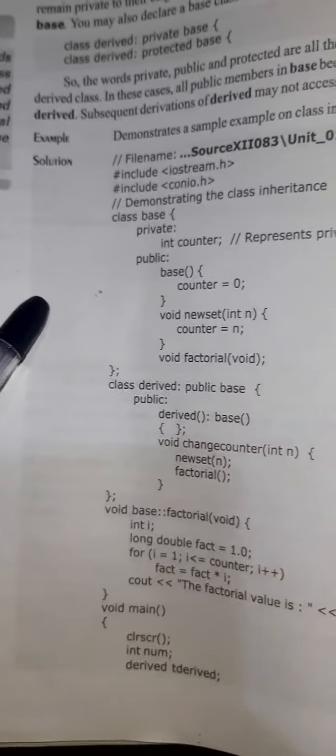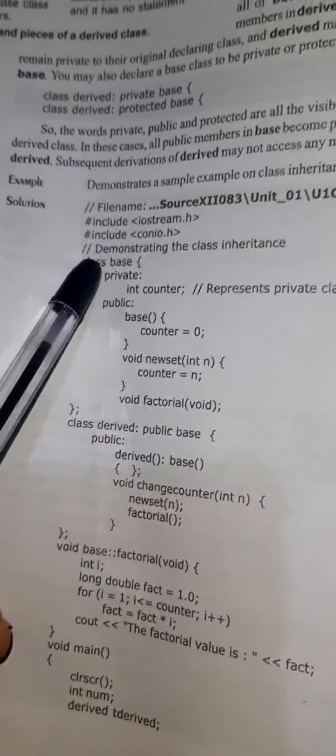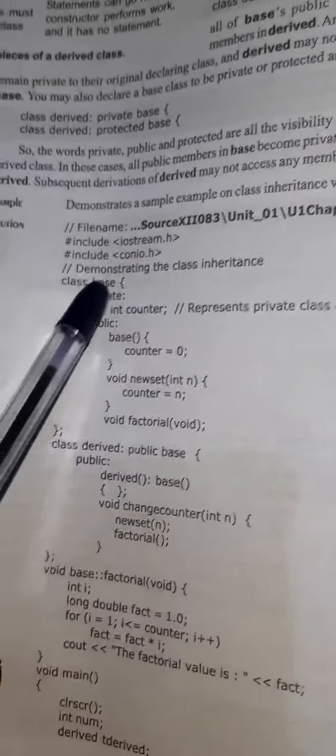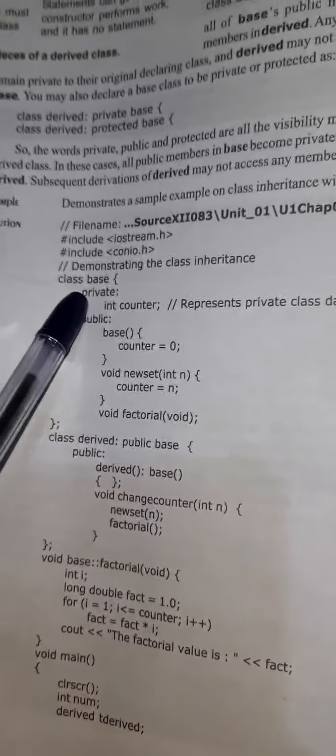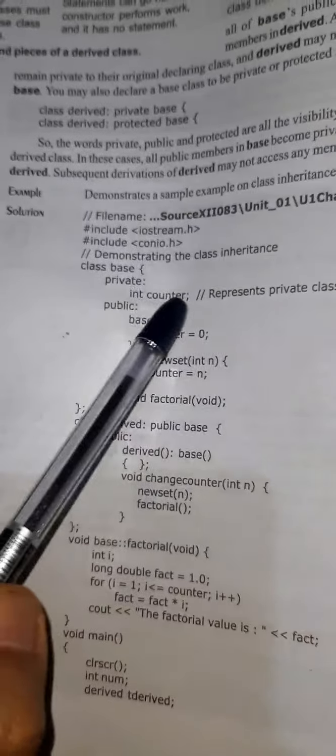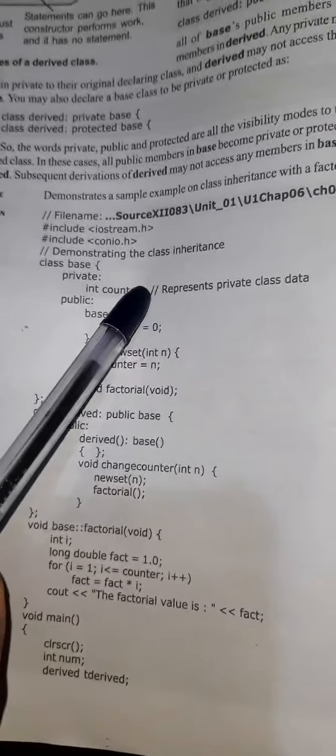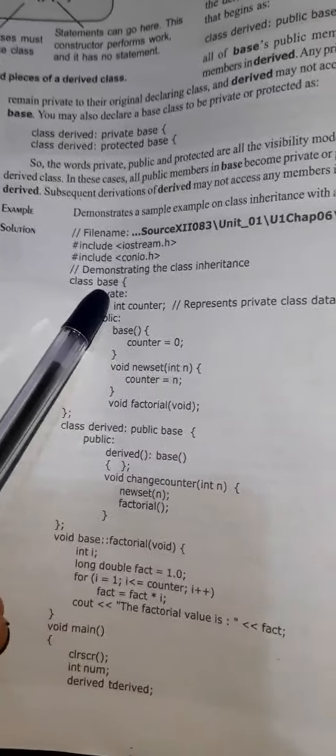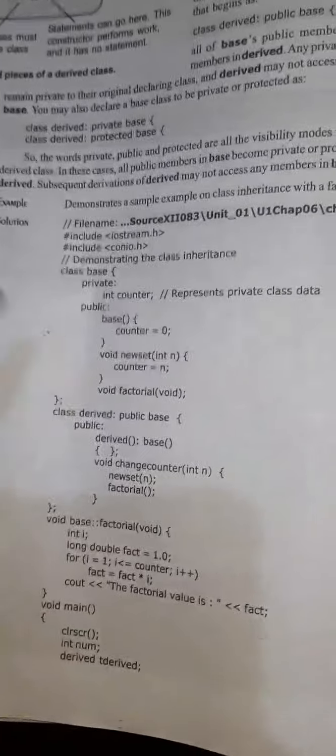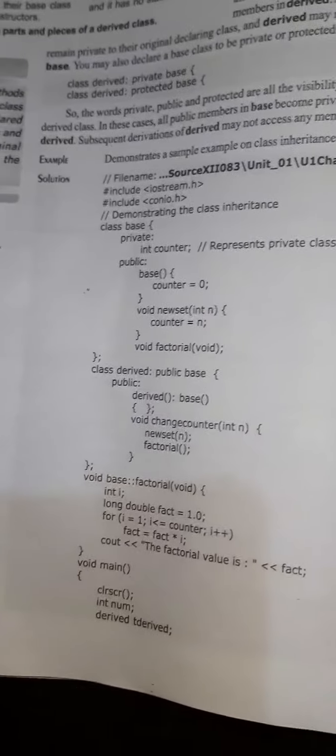Here in this particular program you see the base class, named as base. Then it has the data members. It has only one data member, that is counter, and it is declared as private. So students, go through the visibility modes, access specifiers, very nicely. That you have to understand.